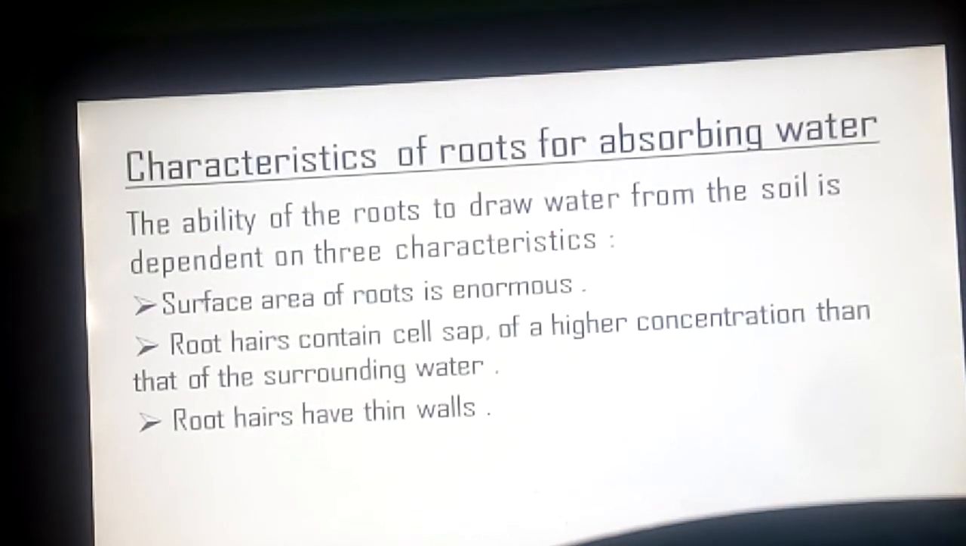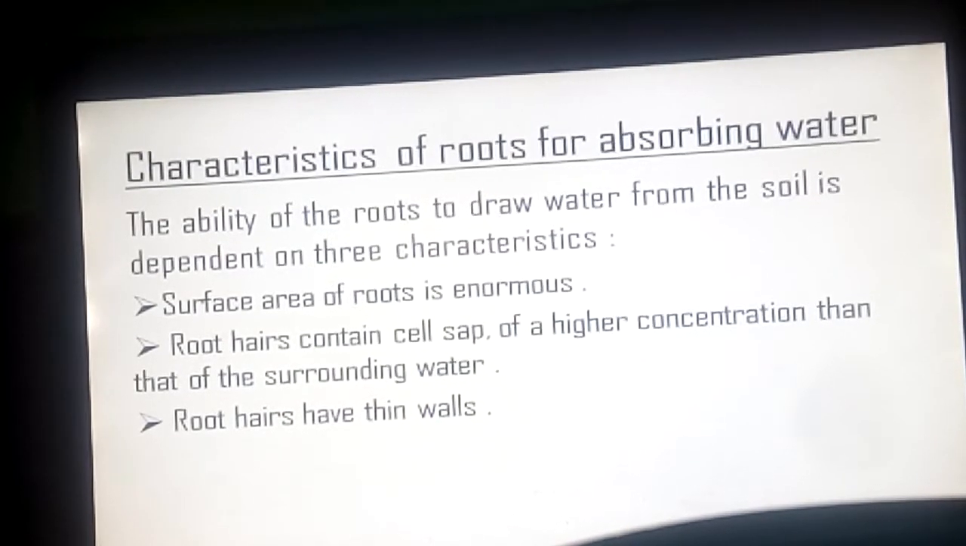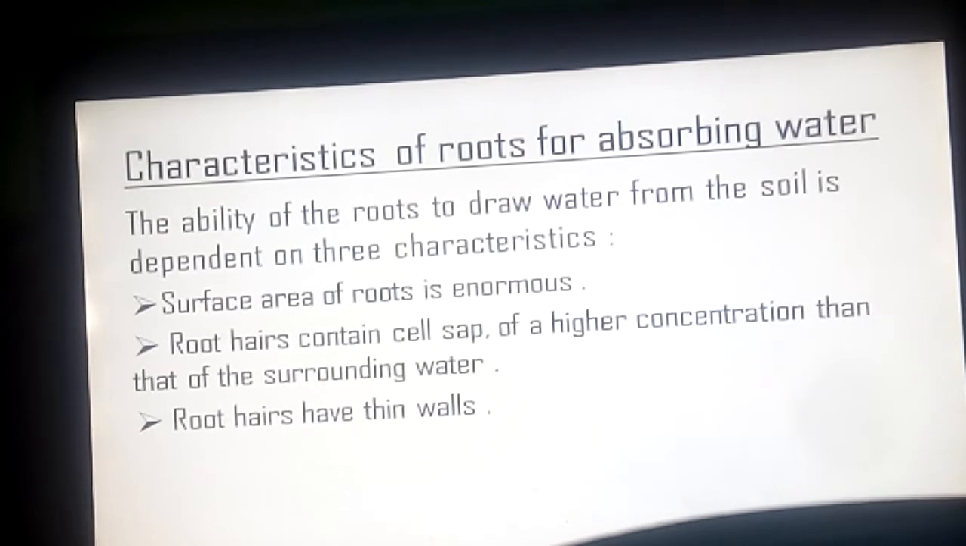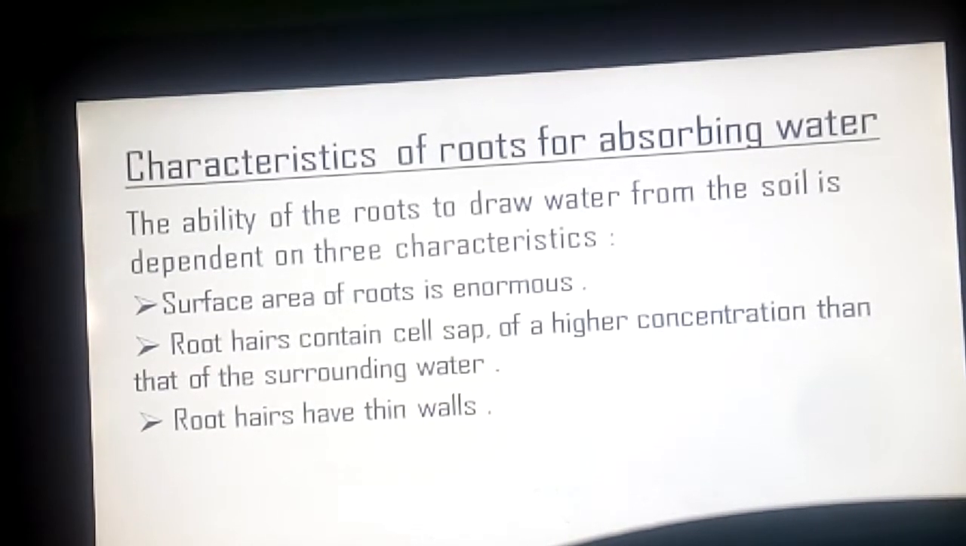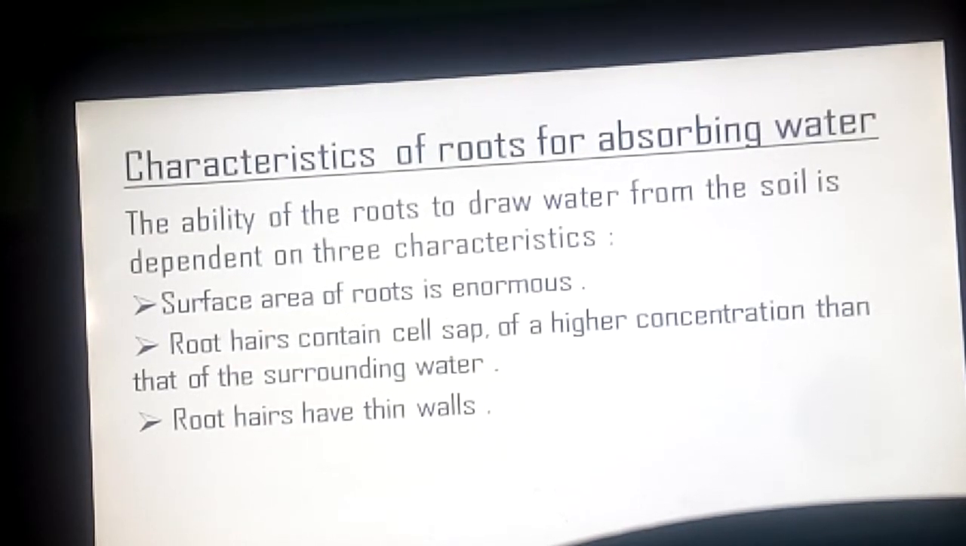Now, characteristics of root for absorbing water. The ability of the roots to draw water from the soil is dependent on three categories. First, surface area of root is enormous. It's a common experience that even a small garden plant such as balsam, when gently uprooted from the soil, shows a thick bunch of rootlets.